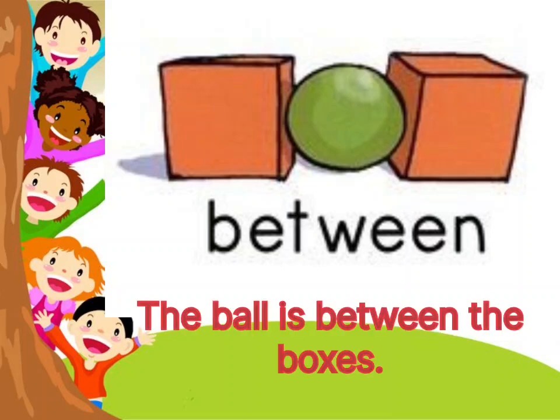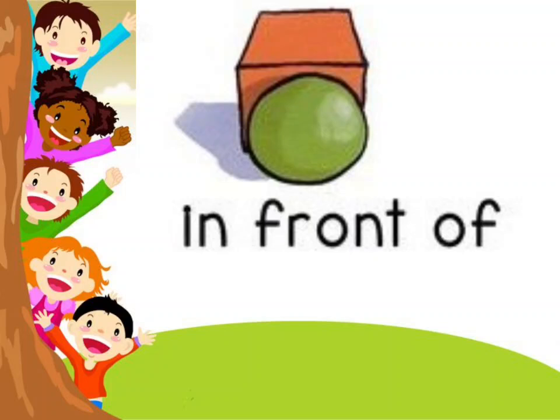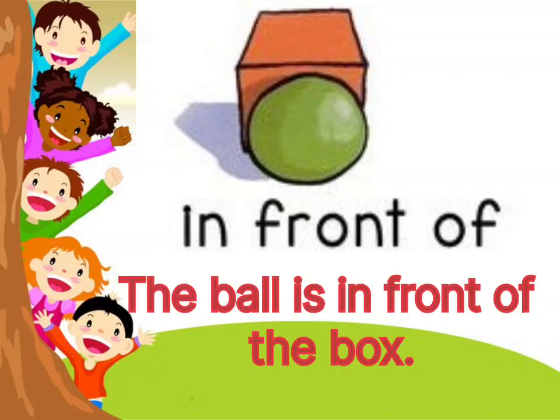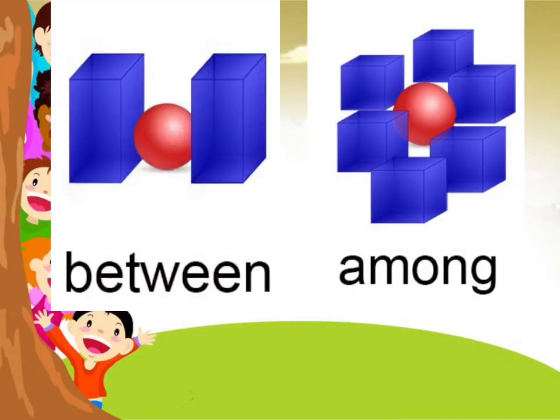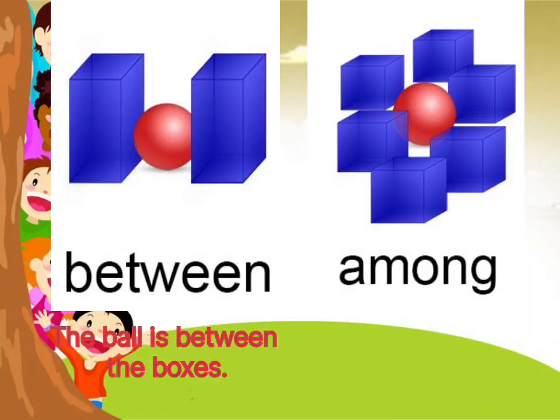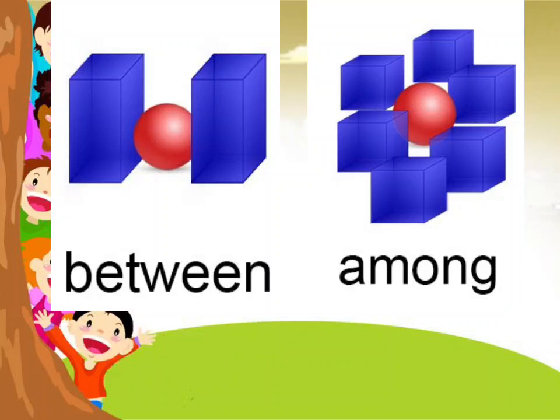नाउ इन दिस पिक्चर द बॉल इज बिटवीन द बॉक्सेस. बॉल दो बॉक्सेस के बीच में रखी हुई है, तो बीच के लिए हम यूज करते हैं बिटवीन. इन दिस पिक्चर द बॉल इज इन फ्रंट ऑफ द बॉक्स. बॉल बॉक्स के आगे रखी हुई है. नाउ लेट्स लर्न वेयर वी यूज द बिटवीन preposition and among preposition. In the first picture you can see there are two boxes and ball is between the boxes, so we use between. The ball is between the boxes. बॉल बॉक्सेस के बीच में है.